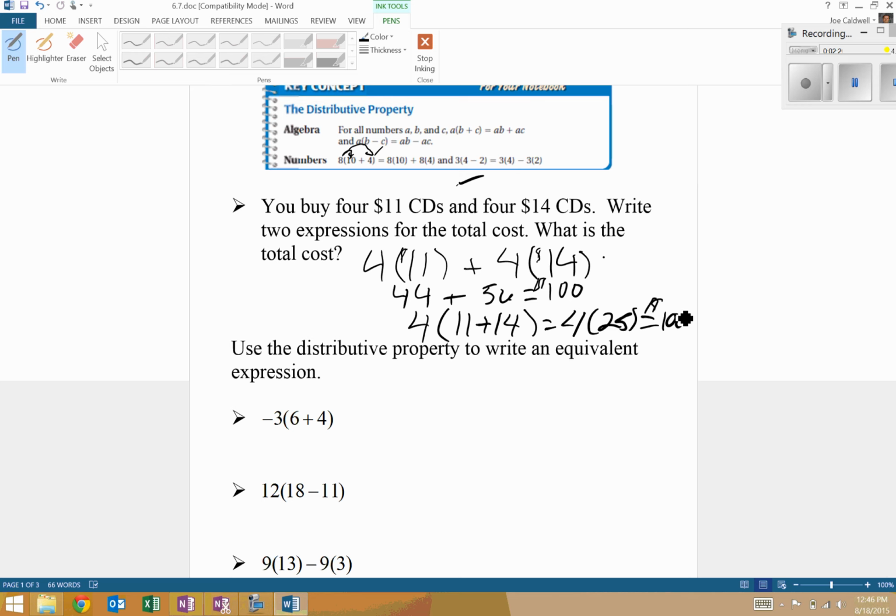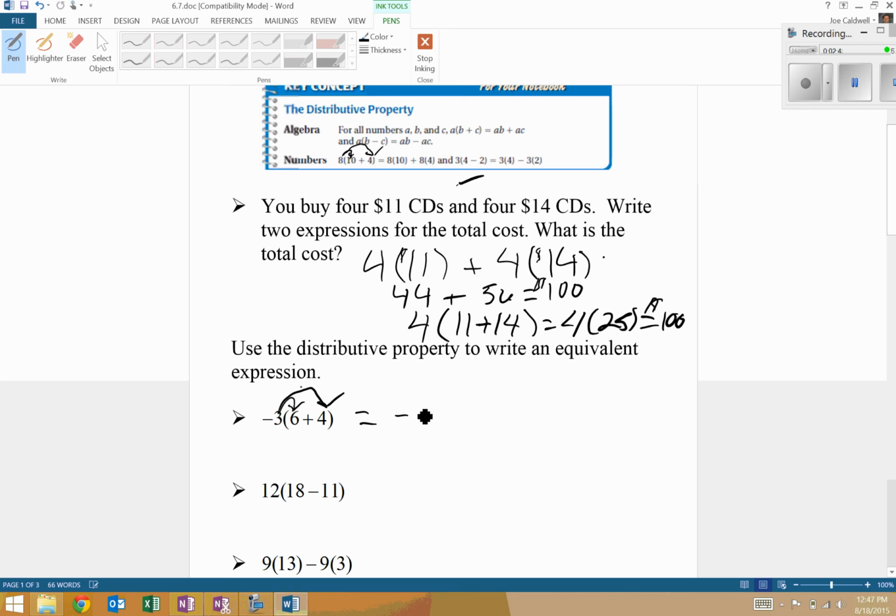So I want us to write an equivalent expression. What we're doing here, and I even like to draw the arrows in, is we are distributing, or passing out, the number on the outside times everything on the inside. That's what the distributive property means. Take the number on the outside, multiply it by everything on the inside.